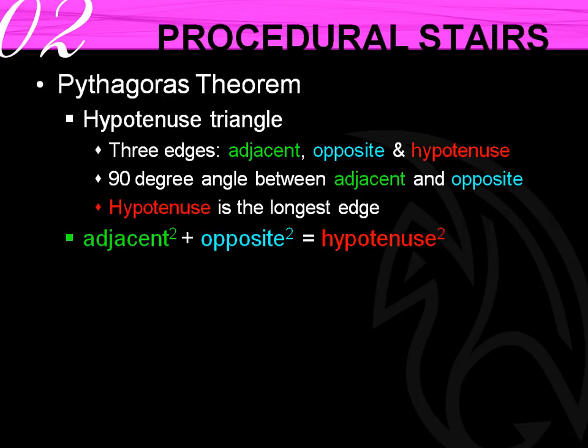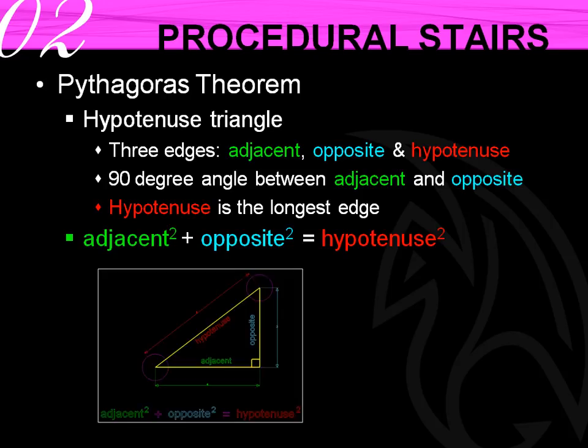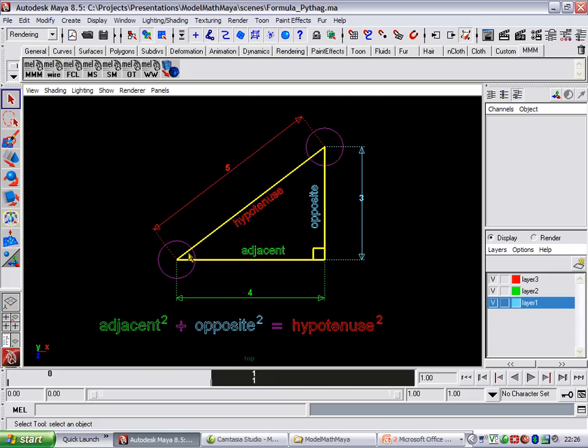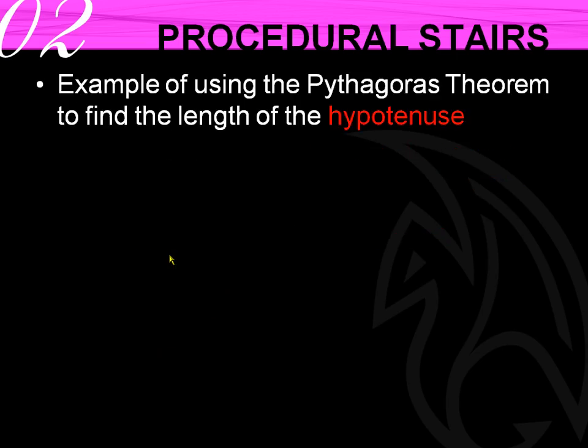Now to figure out the length of the hypotenuse edge, essentially you take the length of the adjacent, you square that, add it to the square also of the opposite length, and that'll give you the hypotenuse squared. So the square root of that is essentially going to be the length. So again, if we take this edge and square it, this edge and square it, it'll be equal to the length of this edge squared. Here's an example of using the Pythagoras theorem to find the length of the hypotenuse.